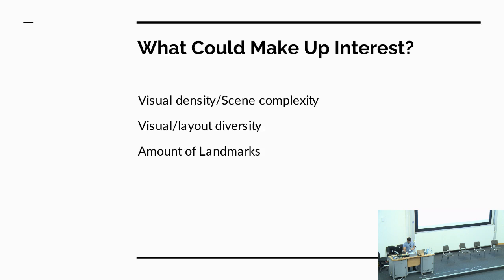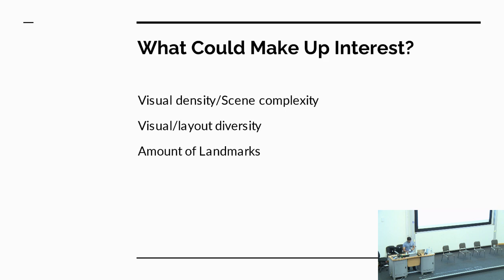So what are these techniques? We have a few which I'm going to briefly talk about and then show some examples where it might be applicable. So yeah, we have visual density and scene complexity, so the amount of objects there is to look at in a level or a scene. Visual diversity, the different types of objects there is to look at, and the amount of objects that are visually distinguishable, which are landmarks, and being able to be recognized from afar.